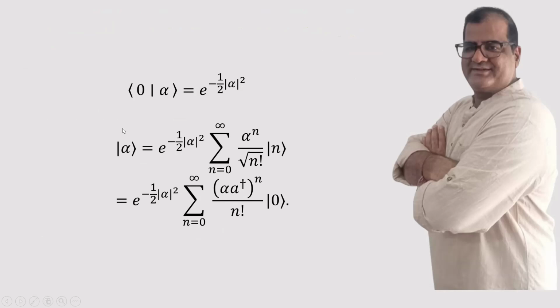And now this is my final expression of the coherent state as a superposition of eigenstates of the harmonic oscillator. Again, the state n can be written as (a dagger)^n over root factorial n acting on the ground state. So this is my final expression for the coherent state as a superposition of eigenstates of the harmonic oscillator. Sometimes this expression is asked in the exams.